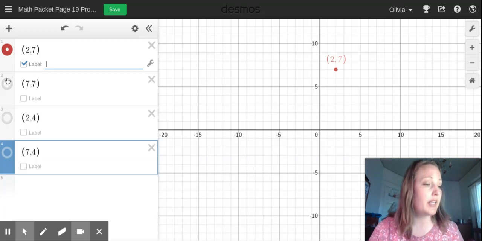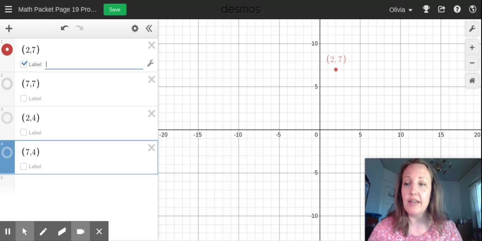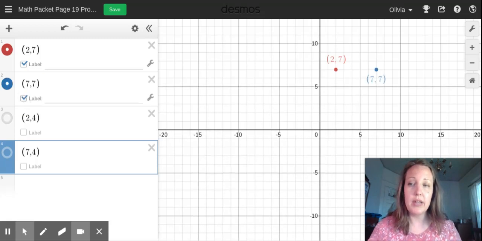The next point, or the next vertex, is (7, 7). So I'm going to put it here. I've already put it in, but this allows me to have it showing. You see how I did that? These were the only things that were given to us.